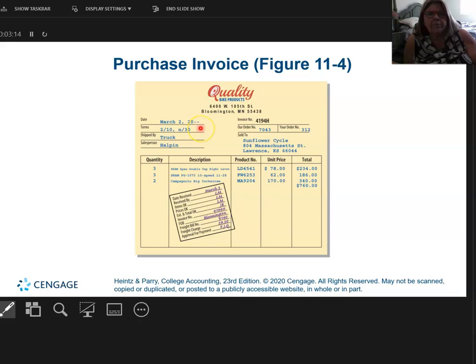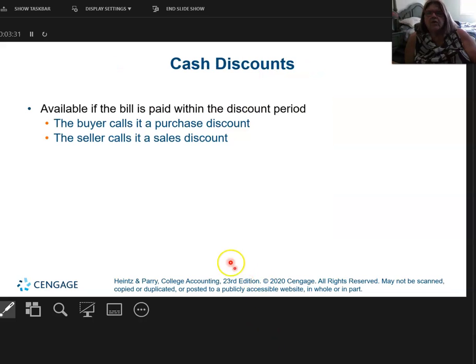And my terms, look up here at the terms, is 2/10, net 30. So when we learned in Chapter 10 that we give our customers a sales discount, in here we're going to get what we call a cash discount or a purchase discount. So cash discount, it's called, it depends on who's paying it. I am the buyer, so it's called a purchase discount. If I am the seller, it's called a sales discount. These are called cash discounts.